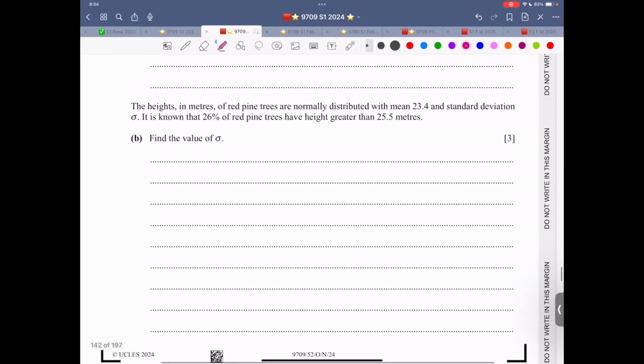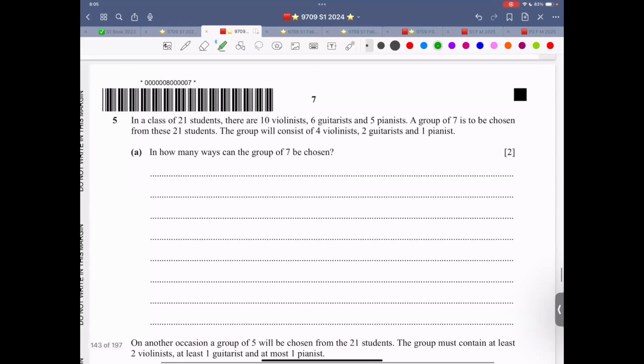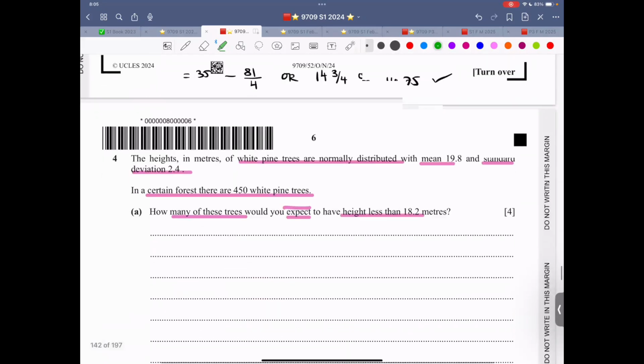That's part A. And there is another kind of pine tree, that is the red one. So red pine trees are normally distributed. This is the mean. Standard deviation is sigma, unknown. 26% have heights greater than 25.5. Find the value of sigma. That is back solving. Okay, so let's get started.